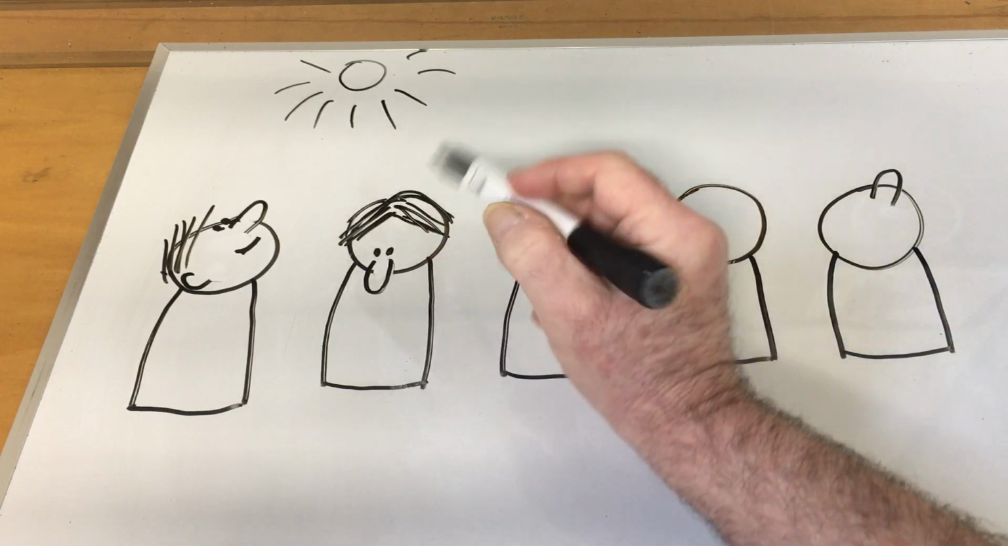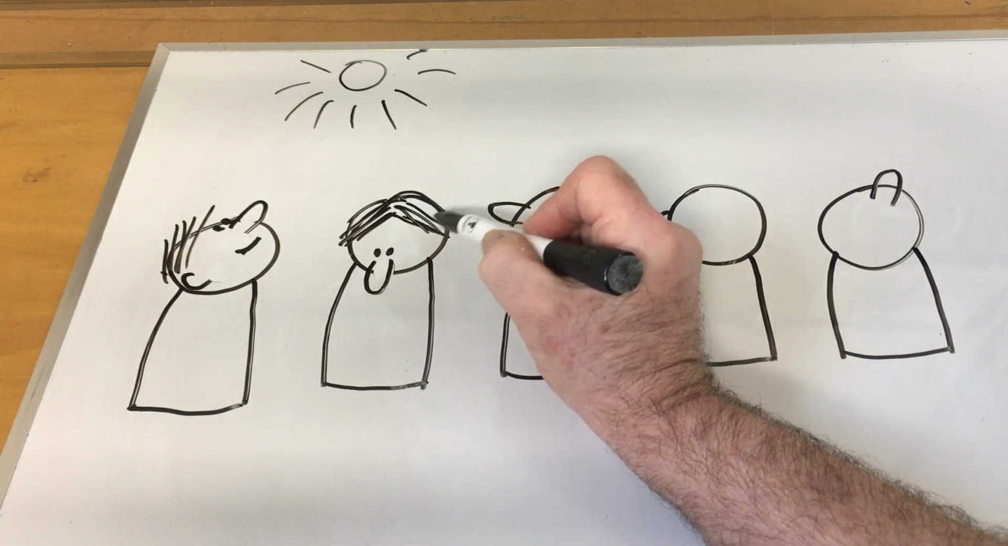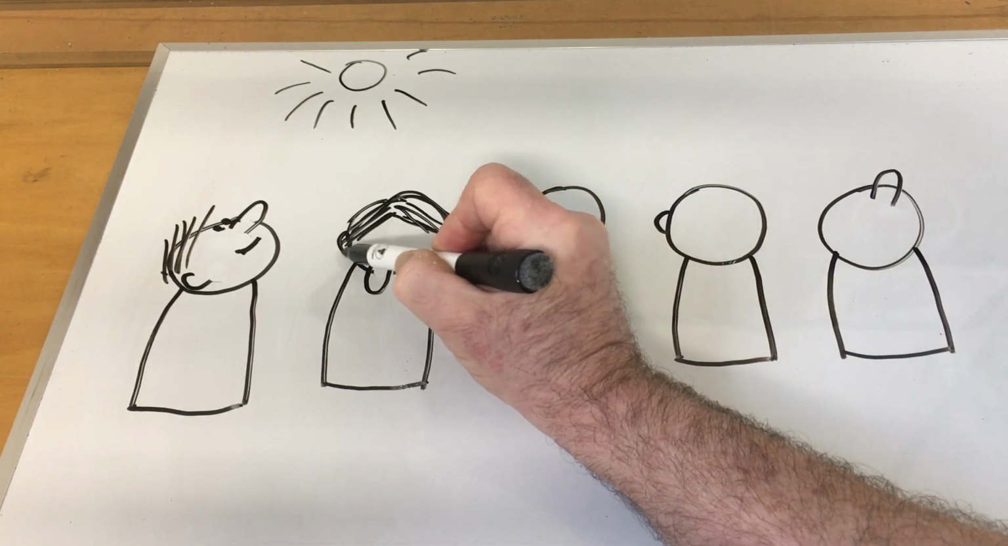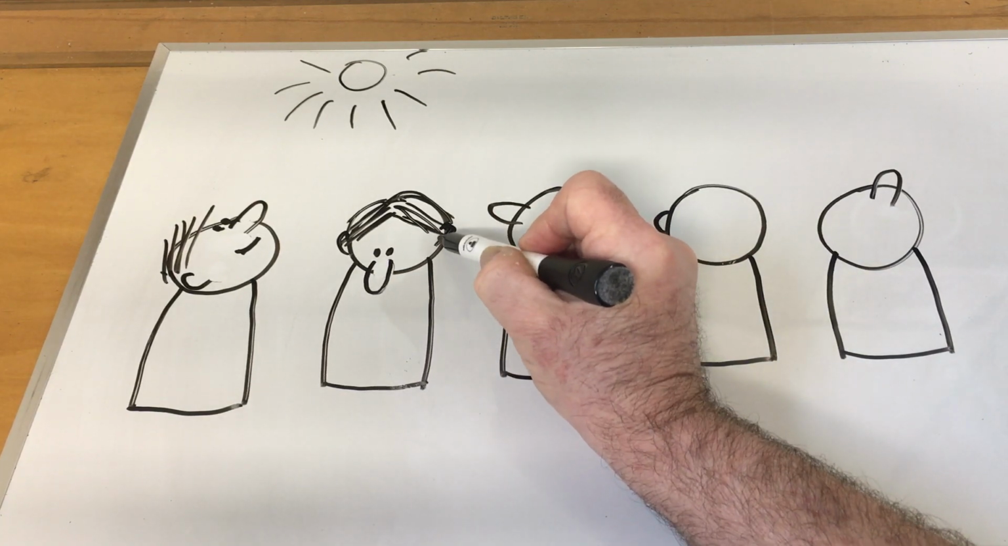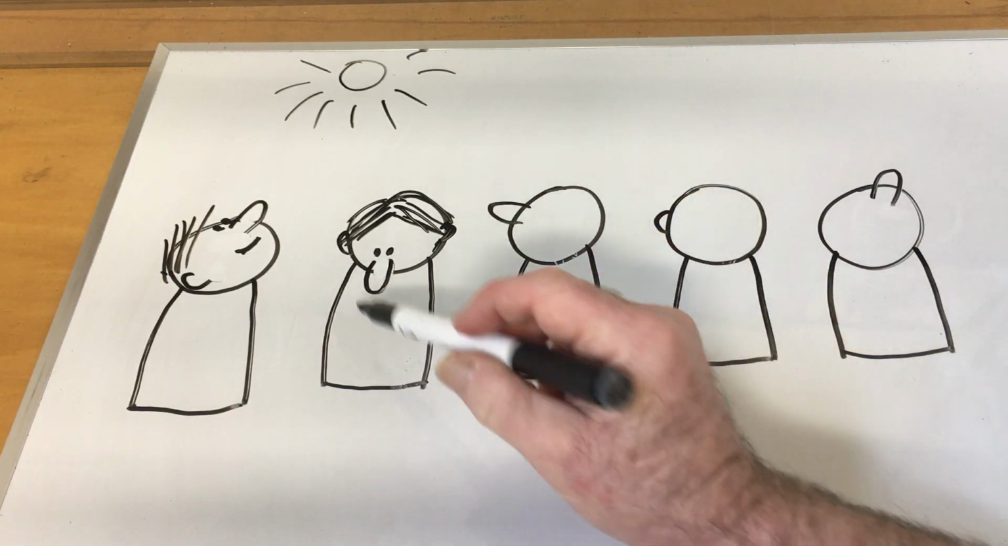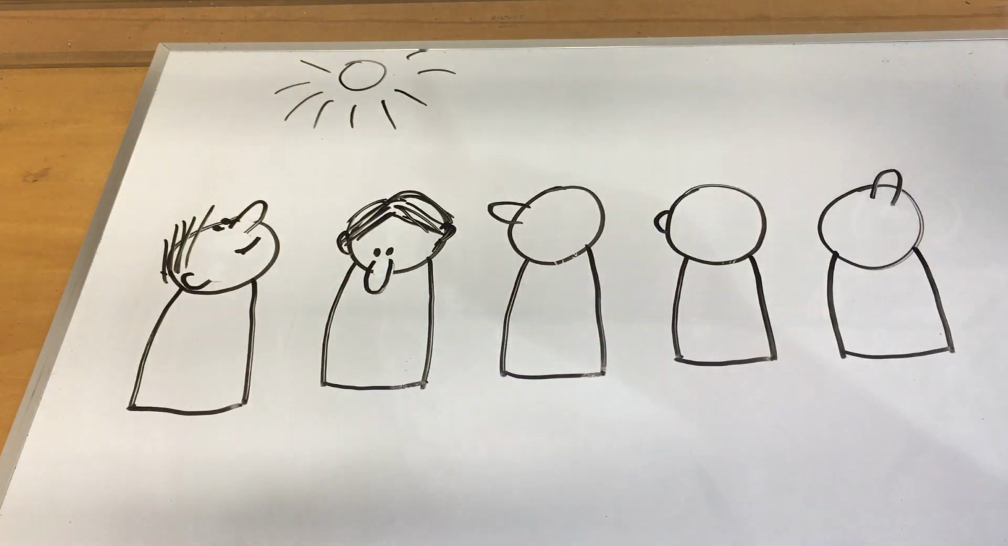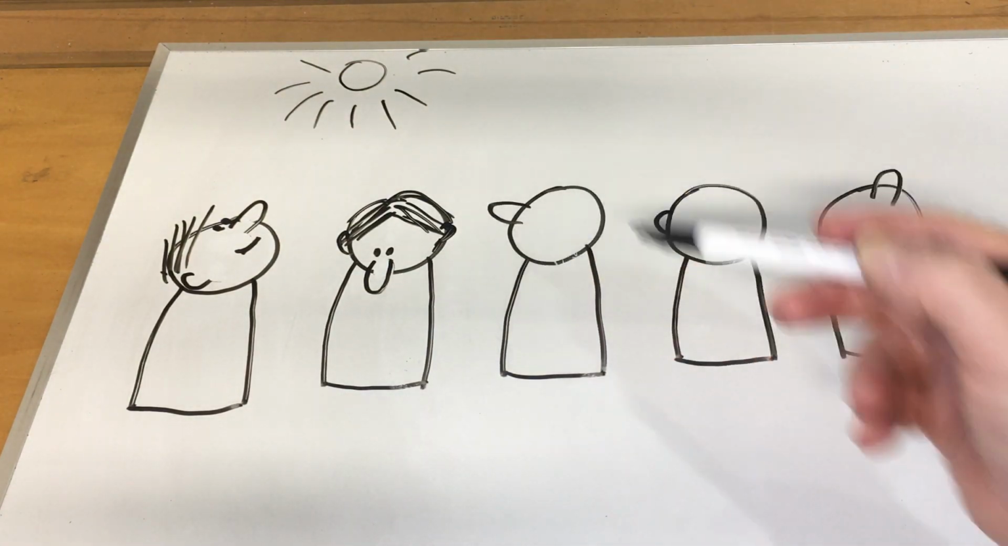Give him kind of some shaggy hair there. His ears might be a little bit kind of buried under his hair. That'd be good. There we go. So there's a character looking way up. Here's a character looking way down.